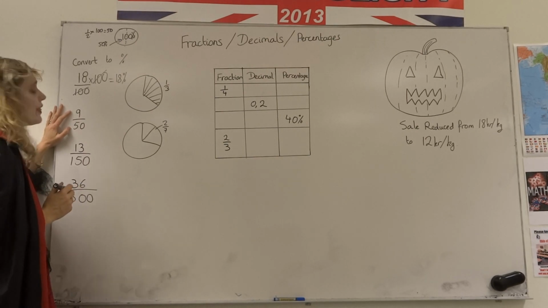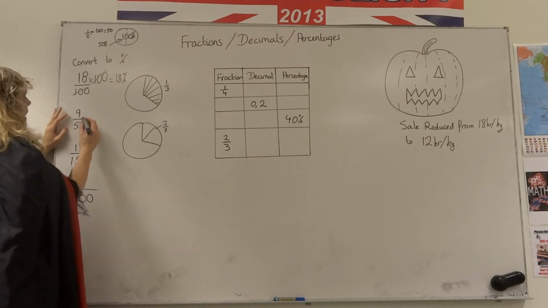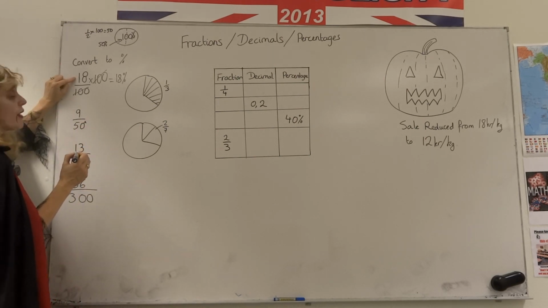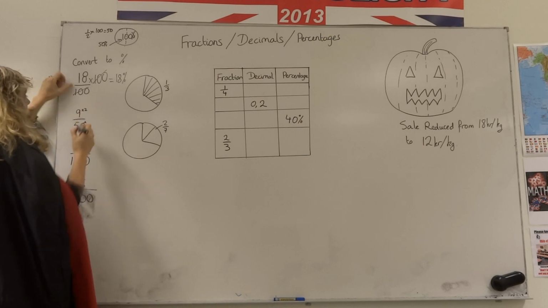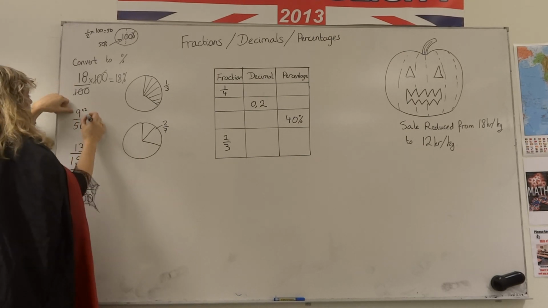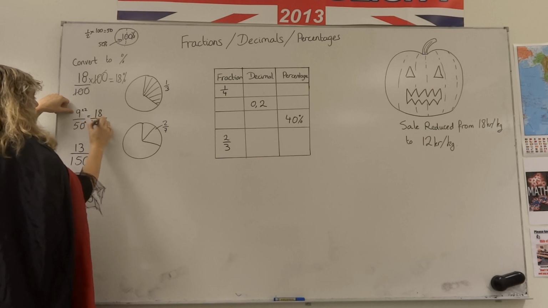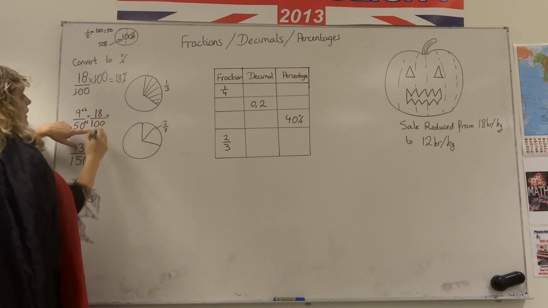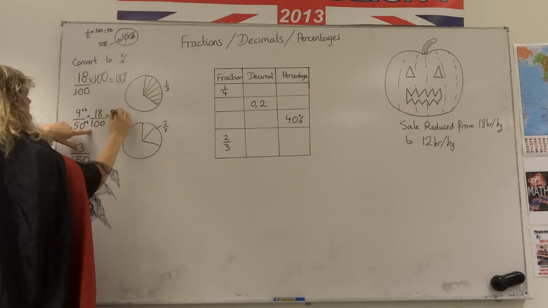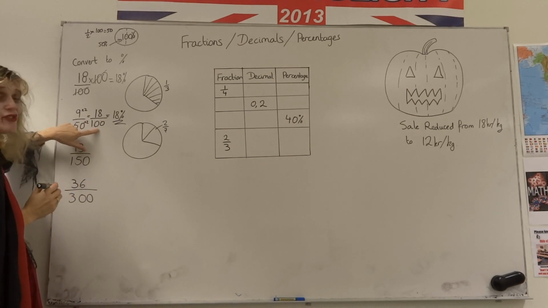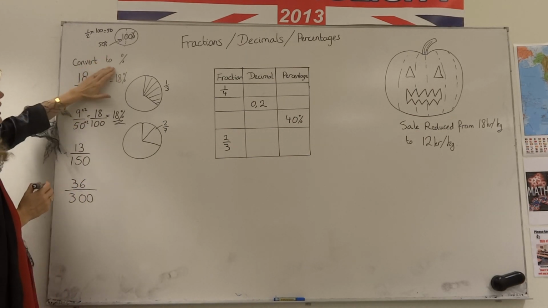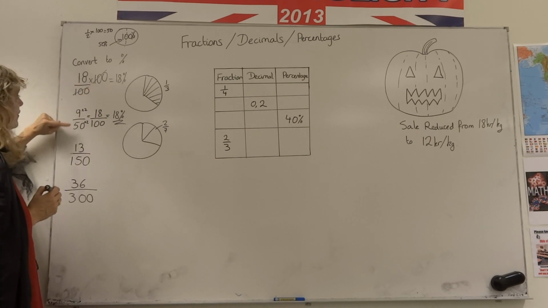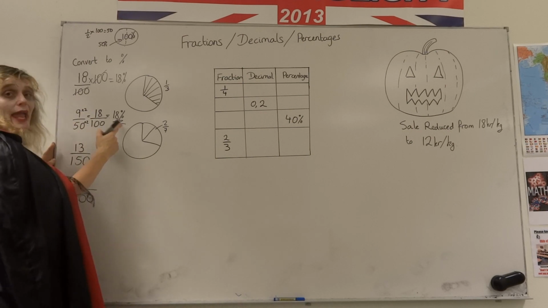What about 9/50ths then? How could we get that into a percentage? Well, the easiest way would be to try and get 100 down here because we know that gives us the percentage directly. So if we multiply top and bottom here by 2, we get 18/100ths. 9 times 2 is 18, 50 times 2 is 100. That will give us 18%. So whenever we have 100 down here, we've actually got our answer. We know that 18/100ths is the same as 18%. 9/50ths is 18/100ths, so it's 18%.